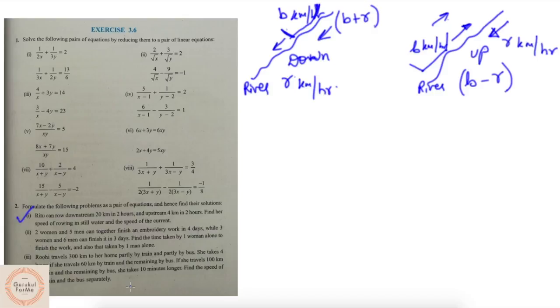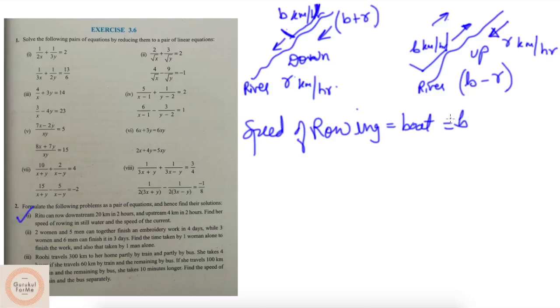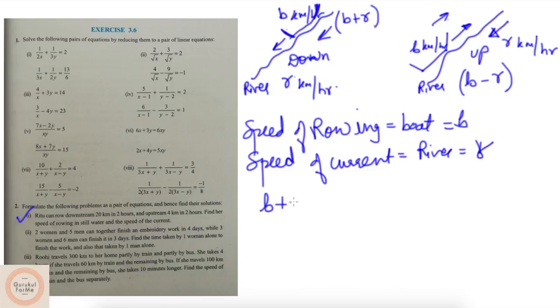Perfect. Now let's look at what is the question. It says Ritu can row downstream 20 kilometers in 2 hours and upstream 4 kilometers in 2 hours. Find her speed of rowing in still water and speed of the current. Okay. Speed of the rowing is speed of the boat, which is equal to b. And they are asking what is the speed of the current. Speed of current is nothing but speed of the river, which is nothing but r, what we have taken. Okay. What is downstream? b plus r.